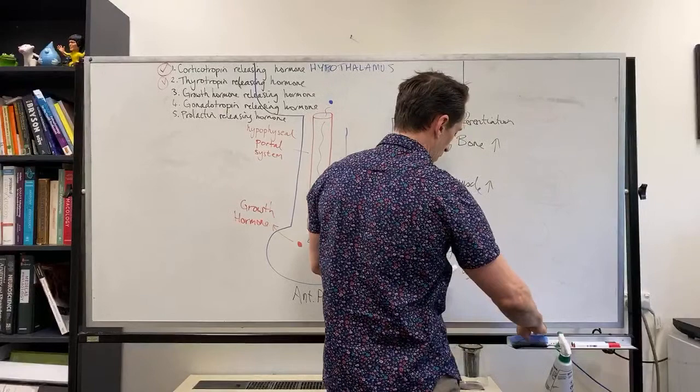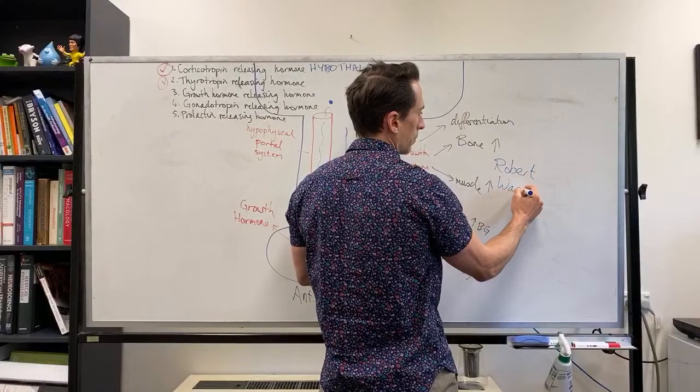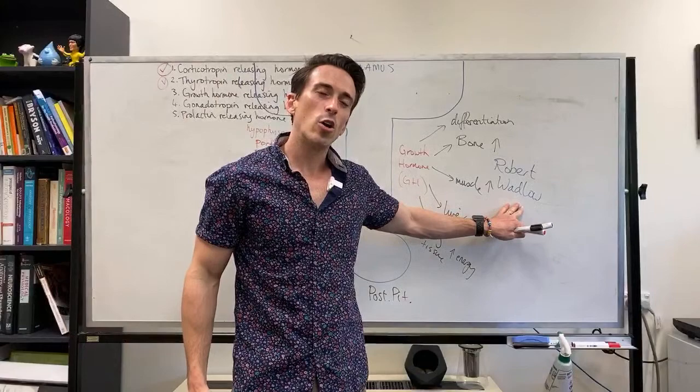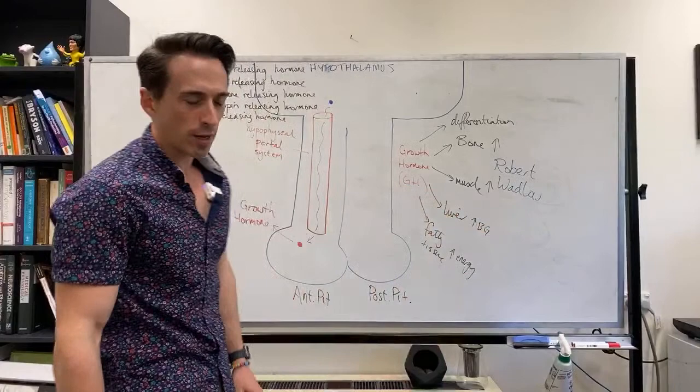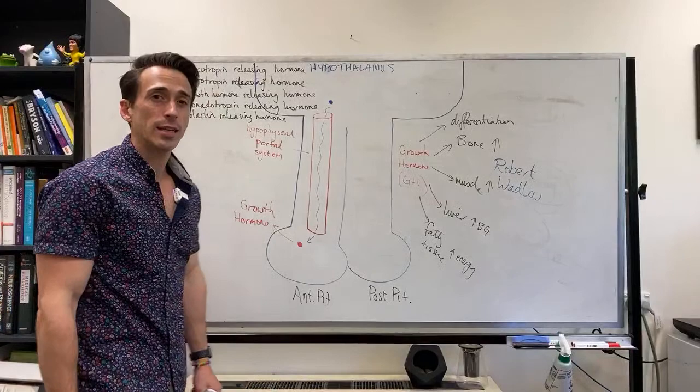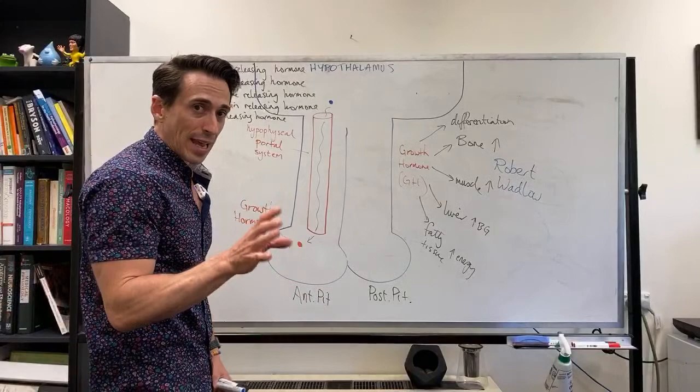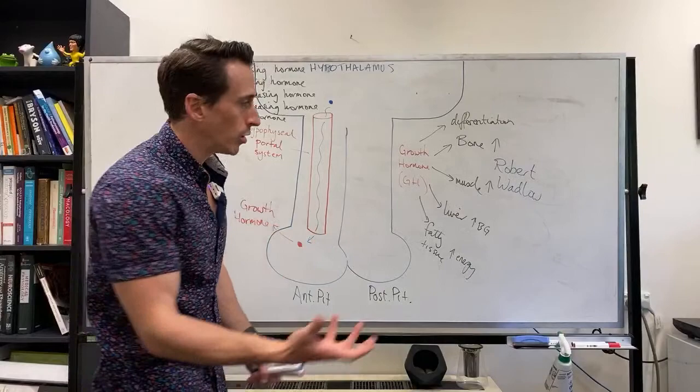So Google Robert Wadlow. Again, probably misspelt the name. Can anyone tell me what was the cause of his gigantism? And I'm pretty sure what you're going to find is that it has something to do with the anterior pituitary gland. You'll probably find that he had something like hyperplasia of the anterior pituitary gland, which is simply, it's not cancer, it's just these cells just grew too much. And if they grew too much, they released too much growth hormone, and he got gigantism.